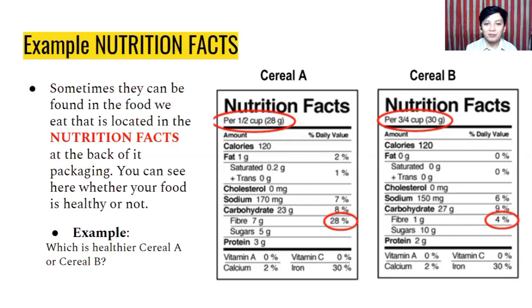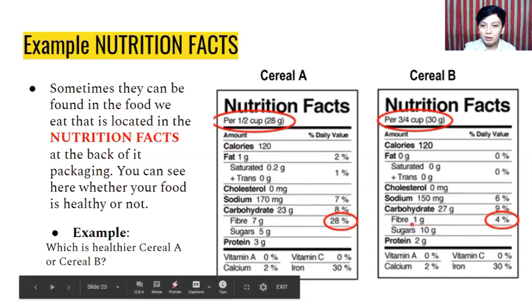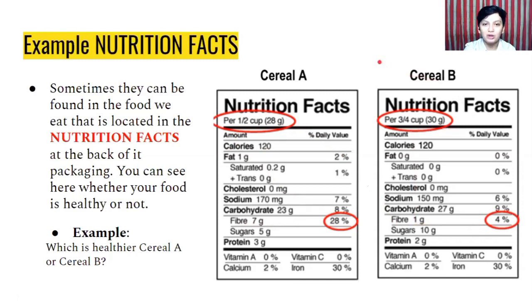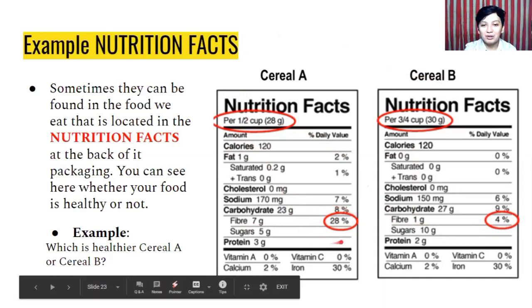So for example, we have cereal A and cereal B. Which is healthier, A or B, based on its nutrition facts? So we have here fiber. Let's look at the fiber. We have 28% of fiber in 1/2 cup, which is 28 grams, while we have here 4% of fiber for 3/4 cup for cereal B. So which do you think is healthier? The healthier is cereal A, because in 1/2 cup it has 28% of fiber.